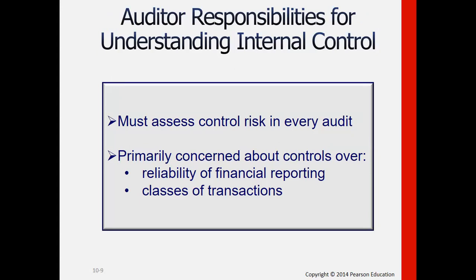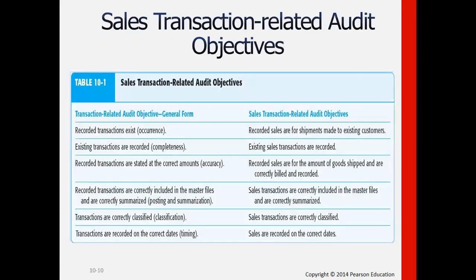Note that in auditing, material misstatements have to be checked. Then the auditor is primarily concerned about controls over, again, the reliability of financial reporting, that's the first one, and also with the classes of transactions involved. So transactions are classified especially for their cycles. Those were tackled already in separate courses.